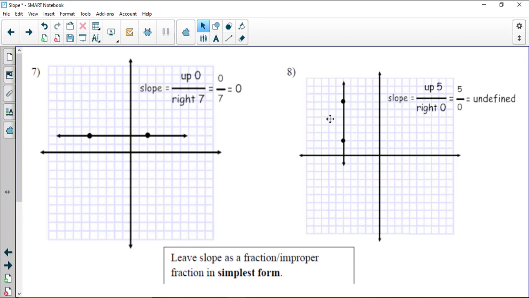Like some of those roller coasters at some of those big amusement parks, right? They're so steep, they go straight down. That slope is undefined. I want to quickly remind you that we will leave slope as a fraction or improper fraction in simplest form. That's important for us, just like when we used unit rates and ratios earlier this school year.